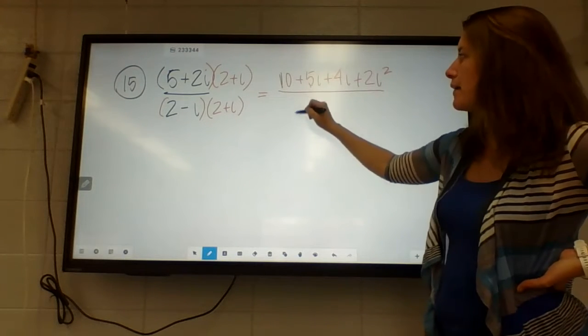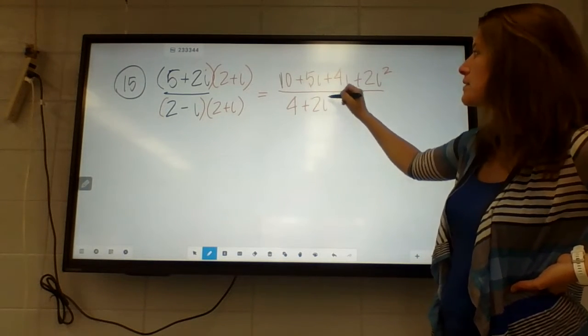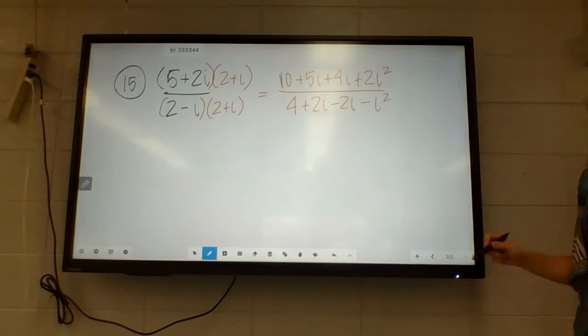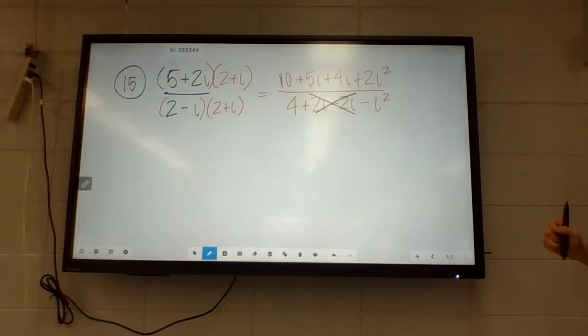The FOIL on the bottom. The bottom is a lot nicer. Because I know the bottom, I chose that conjugate because I knew it would cancel.